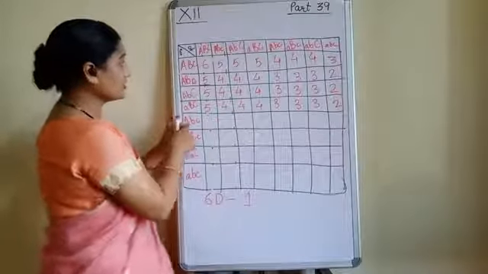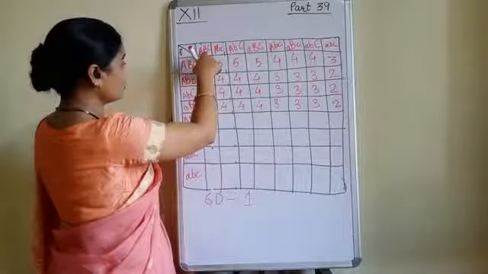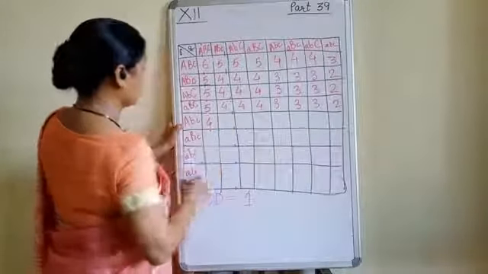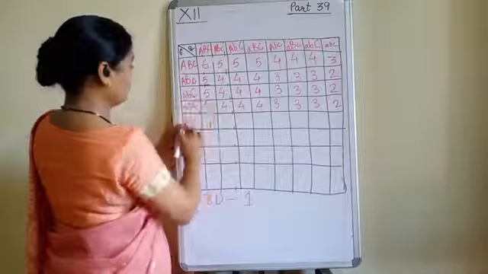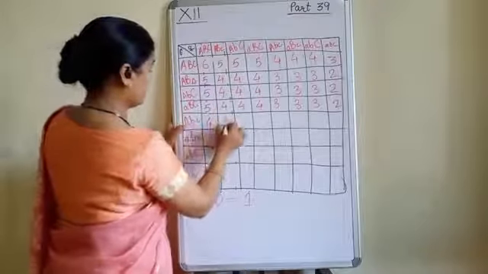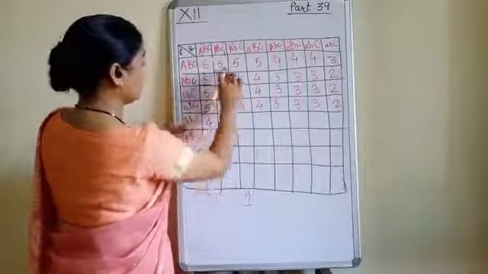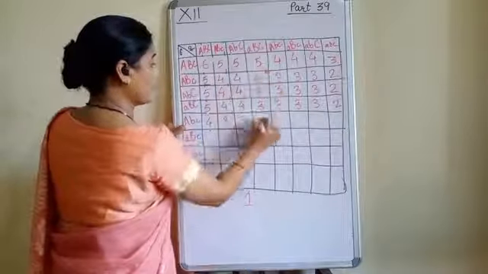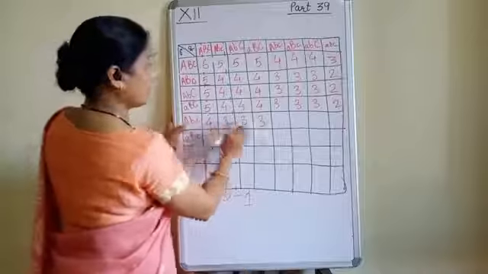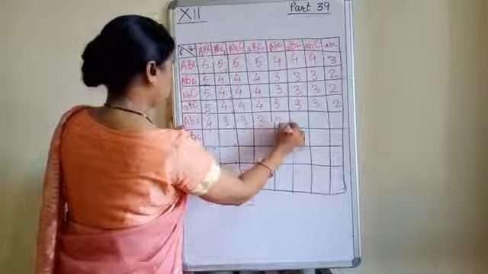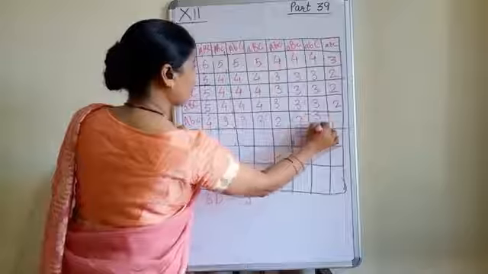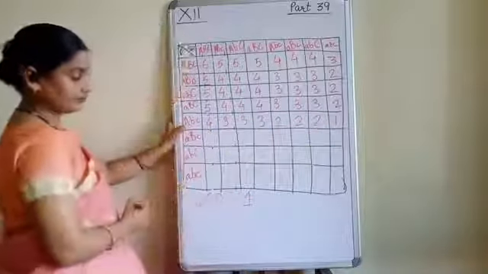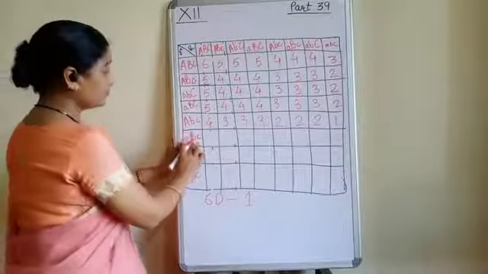Now come to this side. Again 1, 2, 3 and 4. Here also we will get 4. 1, 2, 3. Okay. Then 1, 2 and 3. 1, 2 and 3. 1, 2, then 2, then 2 and only 1. Now come to this side.